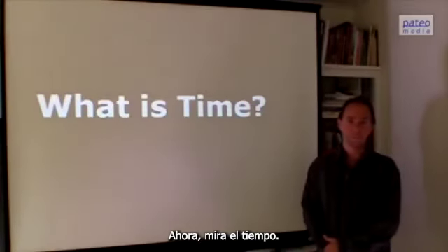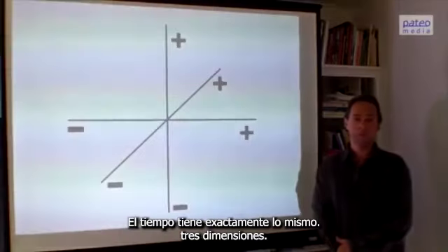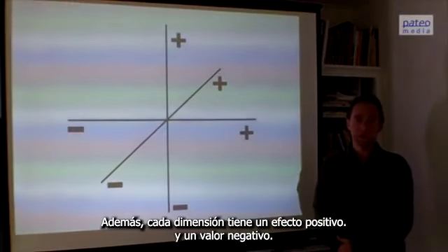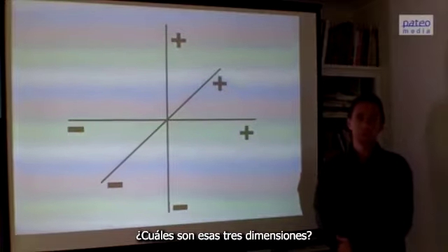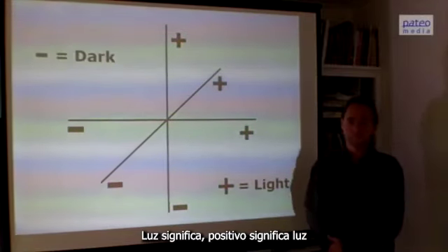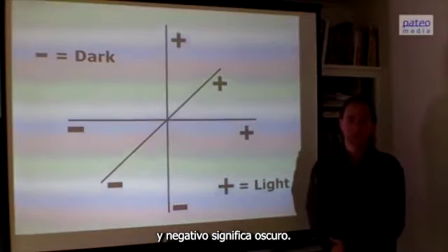Now look at time. Time has exactly the same three dimensions. Also, each dimension has a positive and a negative value. What are those three dimensions? Positive means light and negative means dark.